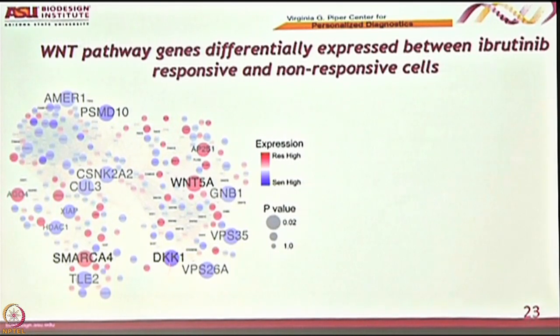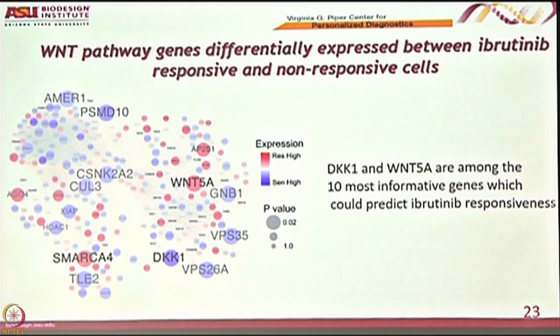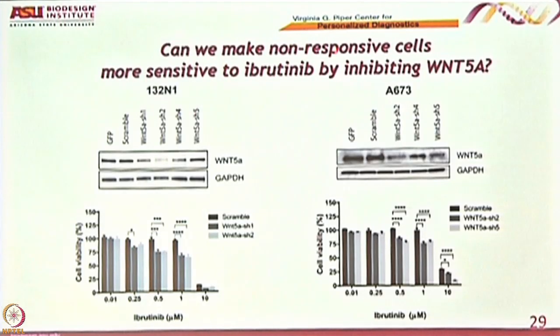And the reason these two really stood out for us is these are opposing proteins. This guy inhibits that guy. So they are directly in opposition, and they're acting in opposition. This guy drives resistance. This guy drives sensitivity. And so they were among the 10 most predictive genes, and we decided to follow them a little bit more closely. The question was, can you take a non-responsive cell and make it sensitive by blocking WNT5A?